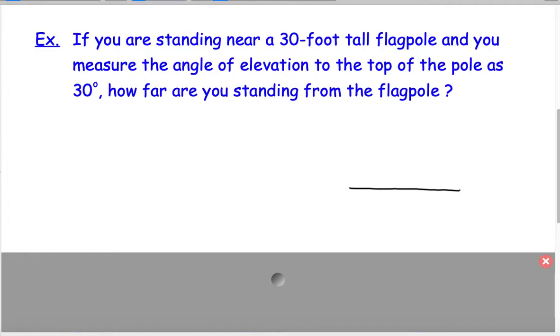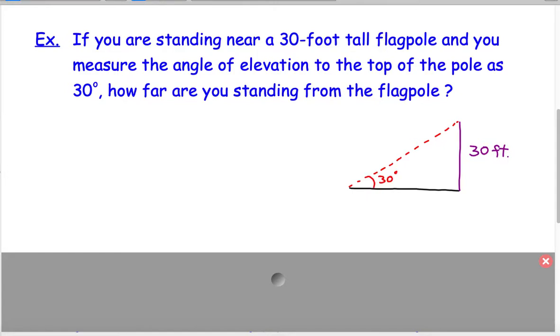We have a flagpole here. We know the height of the flagpole, 30 feet. We do not know how far you are away from that, but the angle of elevation from the ground, since it didn't specify otherwise, is 30 degrees. So that angle there is 30 degrees.